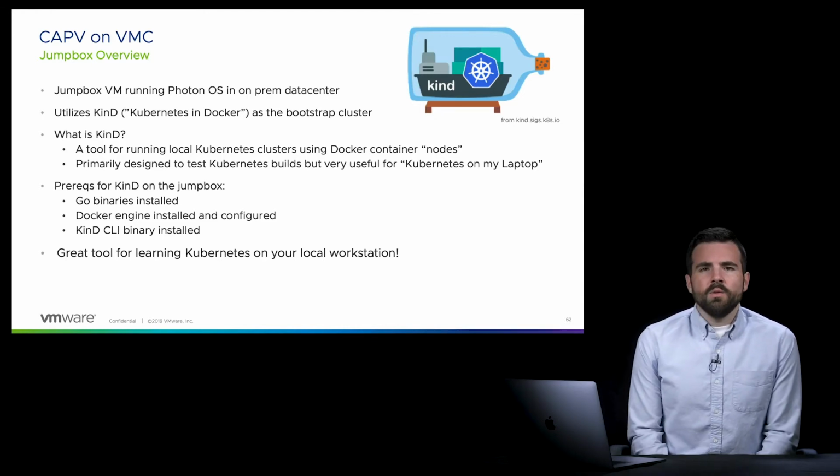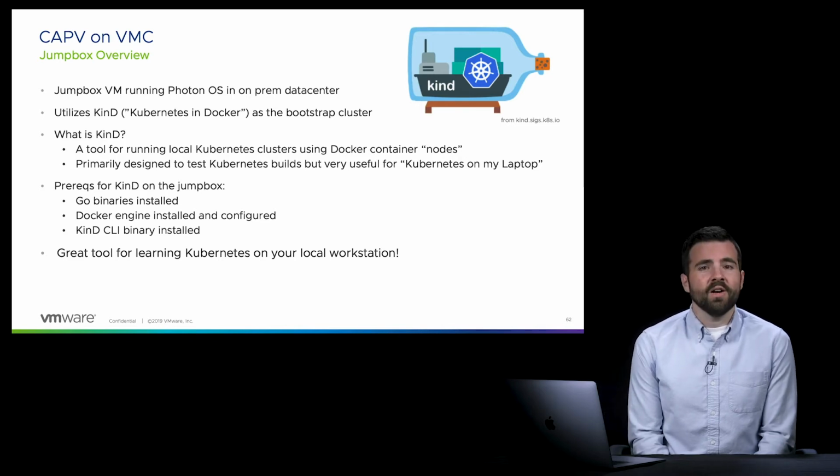So we are utilizing Kind, or Kubernetes in Docker, as the Bootstrap cluster. Kind is a tool for running local Kubernetes clusters using Docker containers as nodes. This allows a developer to spin up a quote-unquote Kubernetes cluster on their laptop without having to worry about provisioning additional infrastructure to act as worker or master nodes. Kind essentially uses Docker containers as nodes of a Kubernetes cluster. It was primarily designed for end-to-end testing of Kubernetes builds, but it's also a great tool for testing Kubernetes, playing with Kubernetes, and testing applications deployed in clusters on your local workstation.